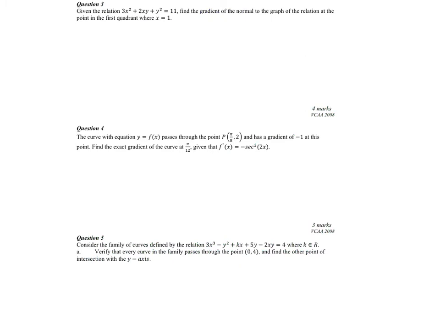Let's see. Given the relation, find the gradient of the normal to the graph of the relation at the point in the first quadrant where x equals 1. Okay, so first things first, dy/dx is equal to 6x plus the derivative of the first, so we'll go 2y plus dy/dx times 2x plus 2y. Hopefully you're sort of getting a feel for, oops, that dy/dx doesn't belong out the front, does it?